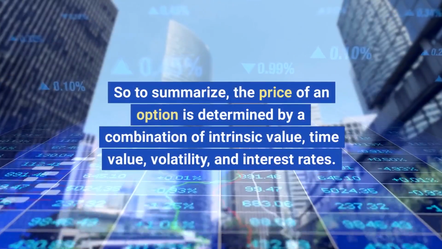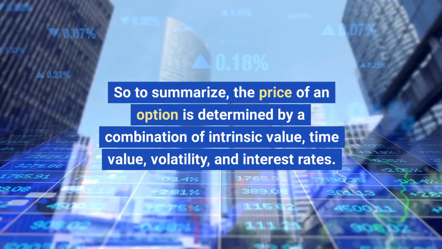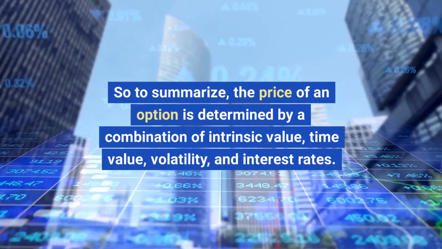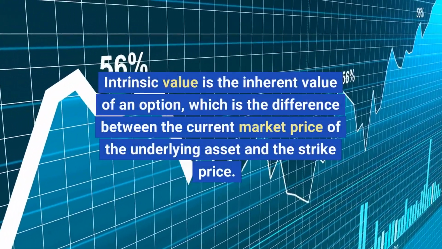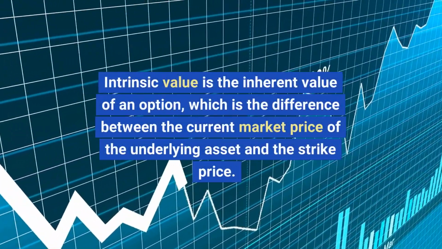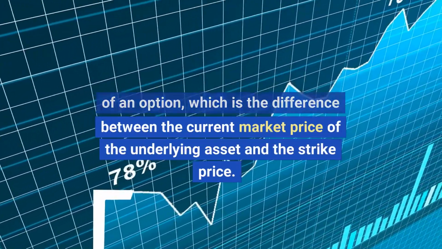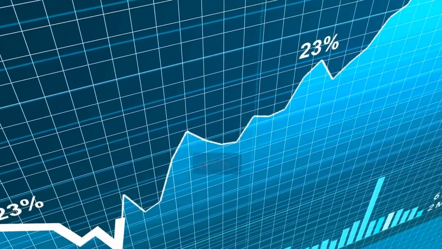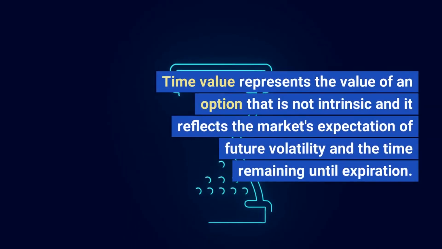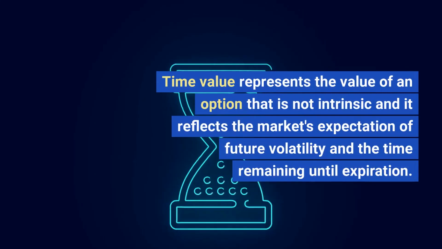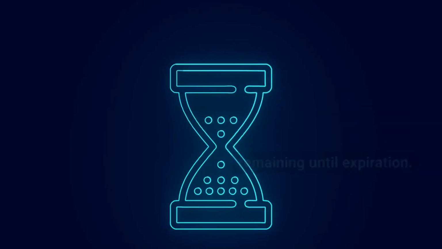So to summarize, the price of an option is determined by a combination of intrinsic value, time value, volatility, and interest rates. Intrinsic value is the inherent value of an option, which is the difference between the current market price of the underlying asset and the strike price. Time value represents the value of an option that is not intrinsic, and it reflects the market's expectation of future volatility and the time remaining until expiration.